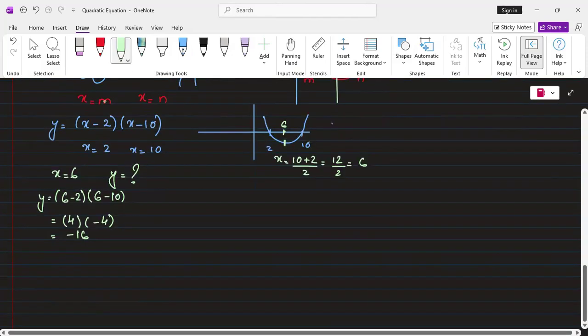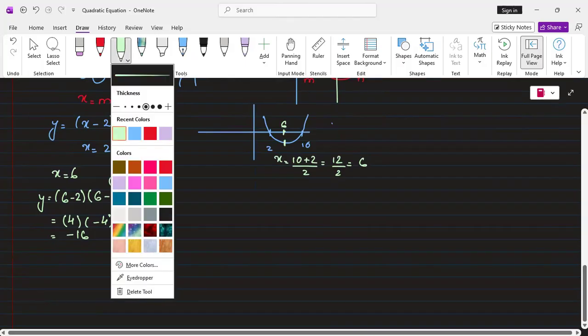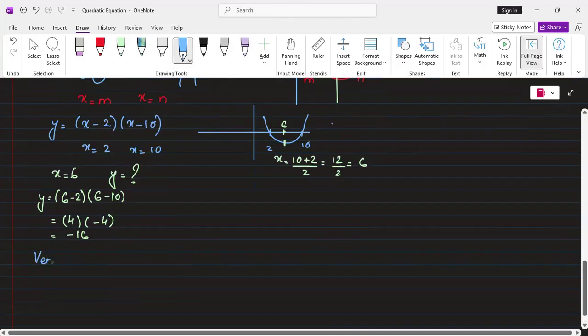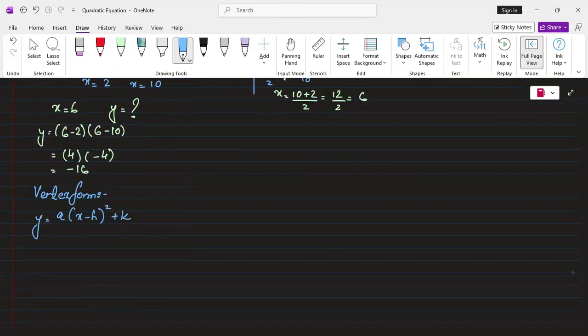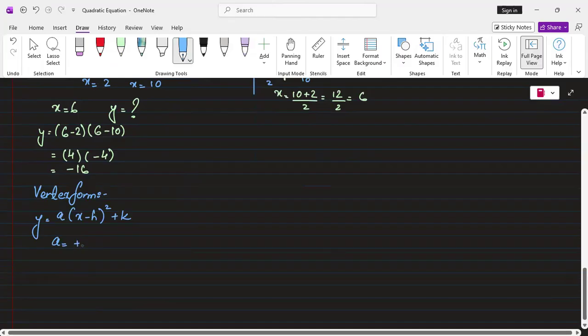Now the third form equation, which is known as the vertex form. If the equation is given in the vertex form, which is y is equal to a times (x minus h) to the whole square plus k. Now this is how a vertex form is written. Again, a represents the shape of the graph. A positive, happy face; a negative, then you're gonna have a sad face.